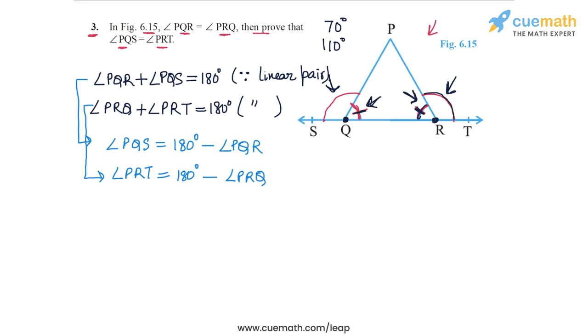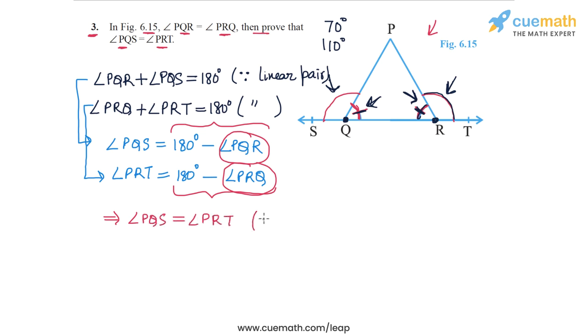And here now comes the key idea. Because angle PQR and angle PRQ are given to be equal, this means that the RHS here and the RHS here are both equal, and hence angle PQS is equal to angle PRT, and the reason is that angle PQR is equal to angle PRQ. This is given to us. So this completes the proof of question number 3. Very straightforward and simple question.